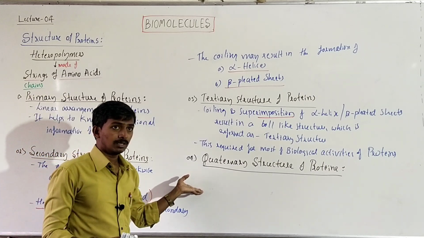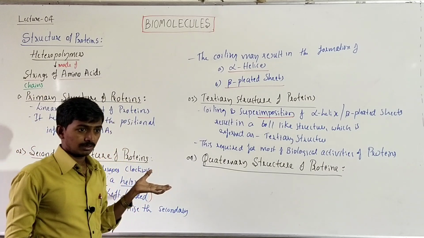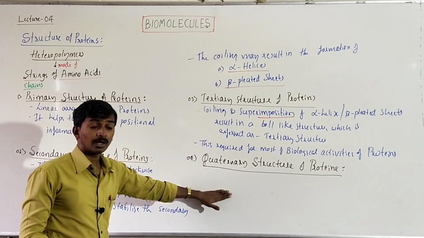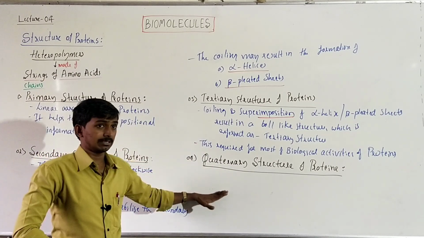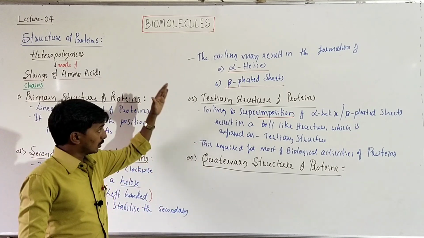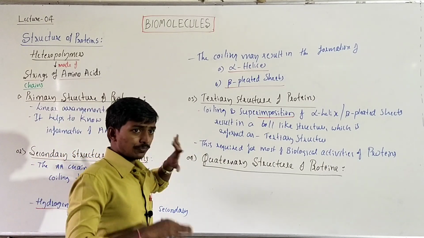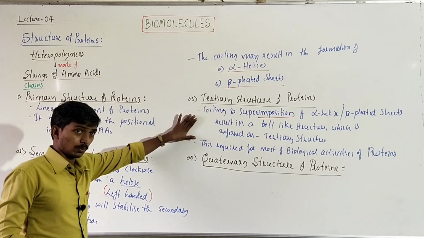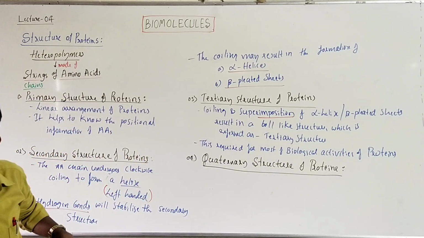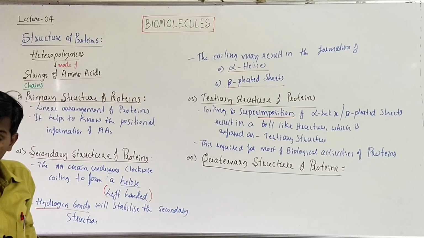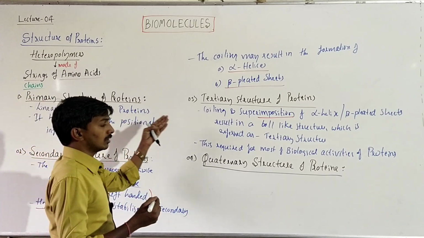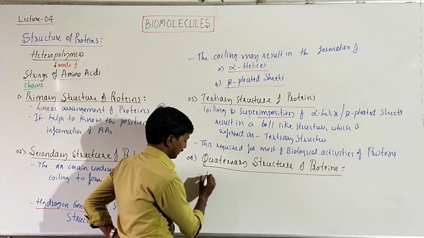But here coiling doesn't matter. The coiling must happen. But to consider this quaternary, the proteins must be in a tertiary form to function. But to call it quaternary, there must be more than one protein.